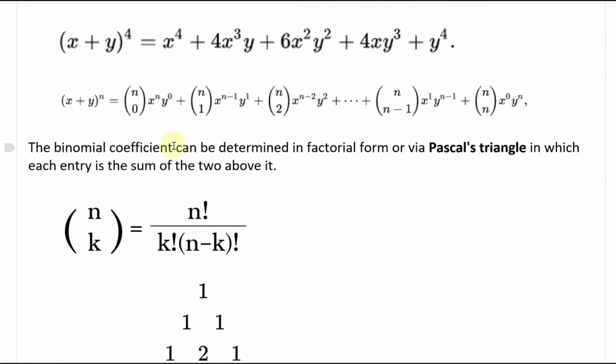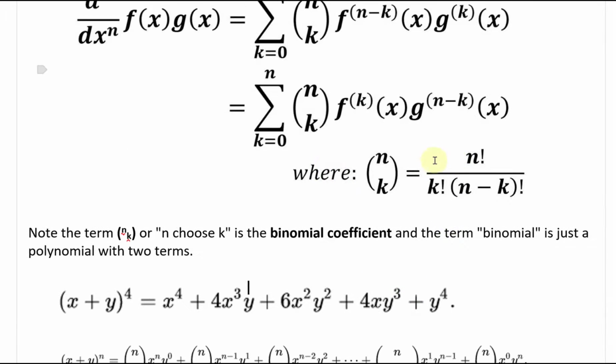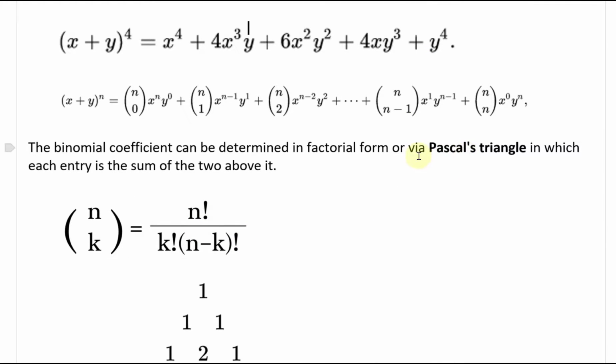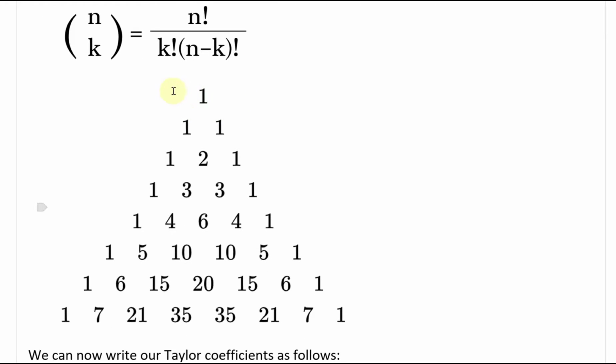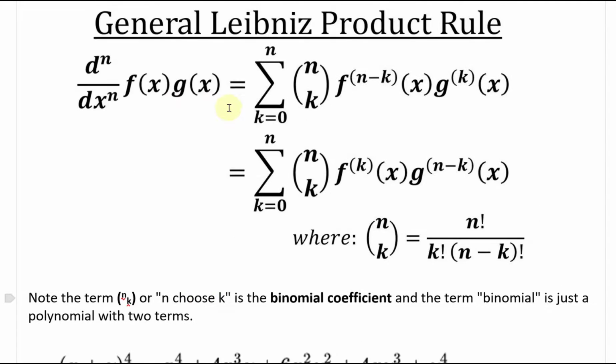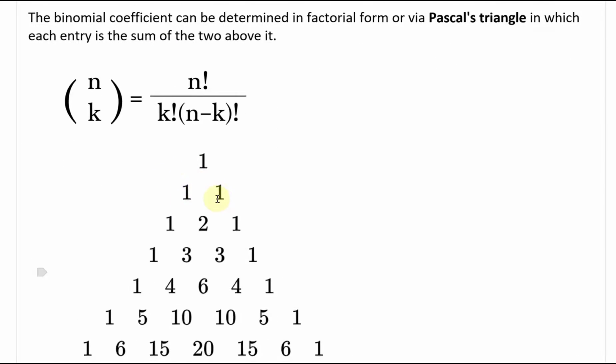And going further, just more recap on the binomial coefficient. The binomial coefficient can be determined in factorial form, as shown here, or via Pascal's triangle, in which each entry is the sum of the two above it. So you could scroll onto this. This is Pascal's triangle. You start off with 1. That's the first coefficient, it's just going to be 1. Then you'll have 1, 1.